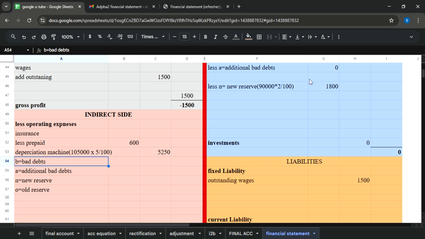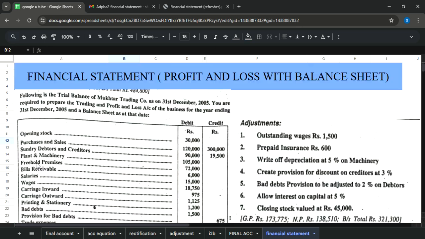Look at here, A for additional bad debts not present, so you may mention 0 over here. Then we have N, new reserve 1800, so here you will be writing 1800. In this way this adjustment is partially completed. The remaining part is present in trial balance, that would be written later on.